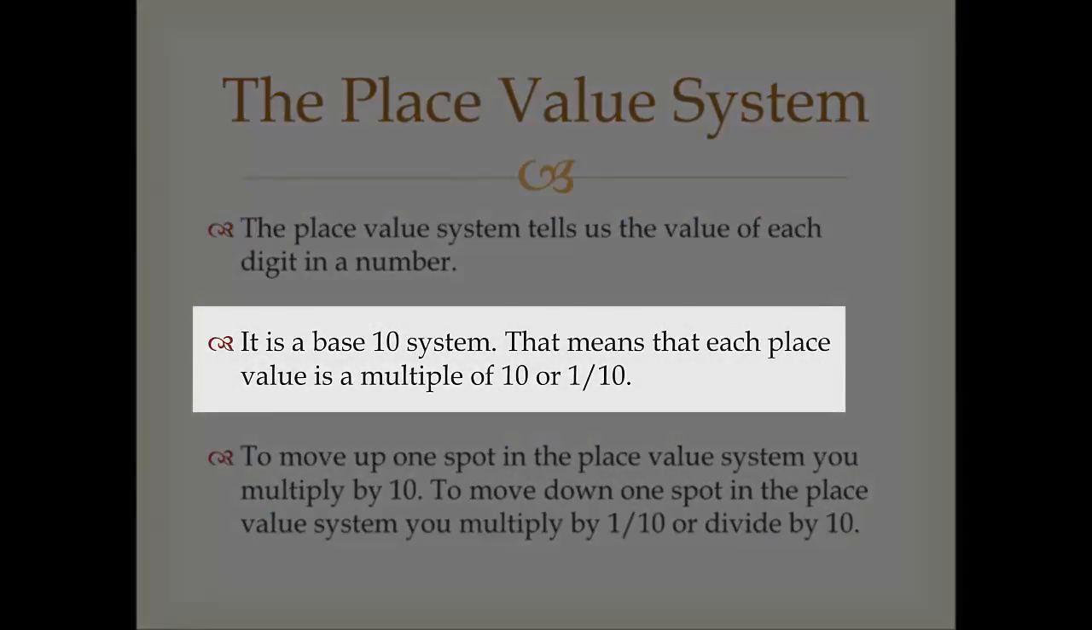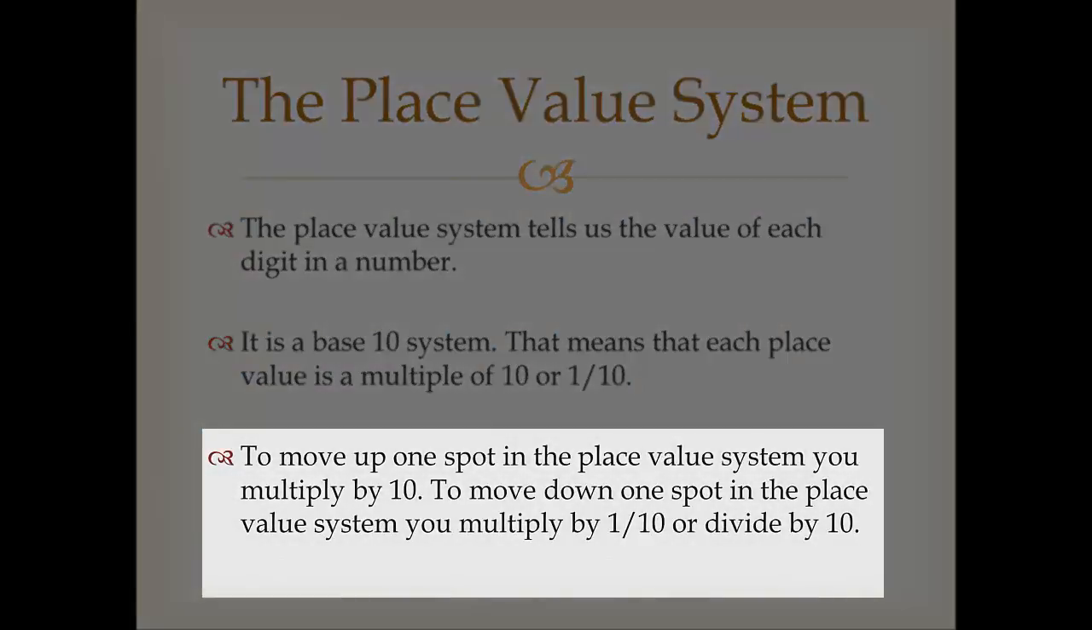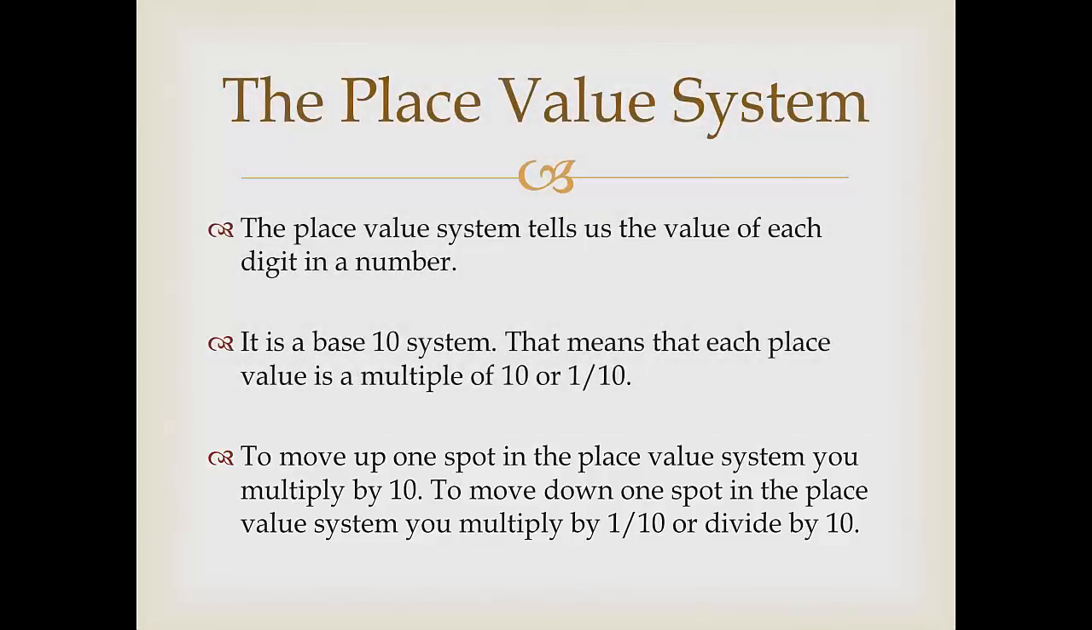Also, it's important to know that the place value system is a base 10 system. That means that each value is either a multiple of 10 or 1/10, and we'll go over this a little bit more in depth in a minute. To move up one spot in the place value system, because it is a base 10 system, all you have to do is multiply by 10. Conversely, to move down one spot, all you have to do is multiply by 1/10, or you could divide by 10. It's the same thing. So let's look at the place value chart.